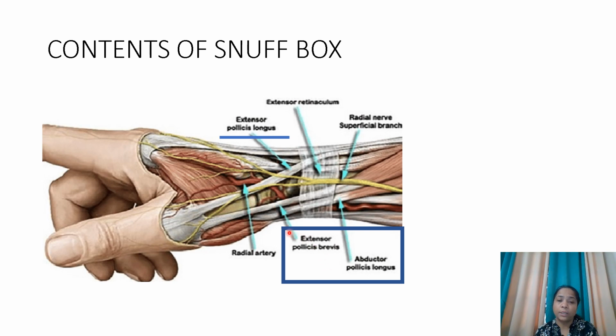So let's see what are the contents of the anatomical snuff box. The main content of the anatomical snuff box, you can see here, is the radial artery.